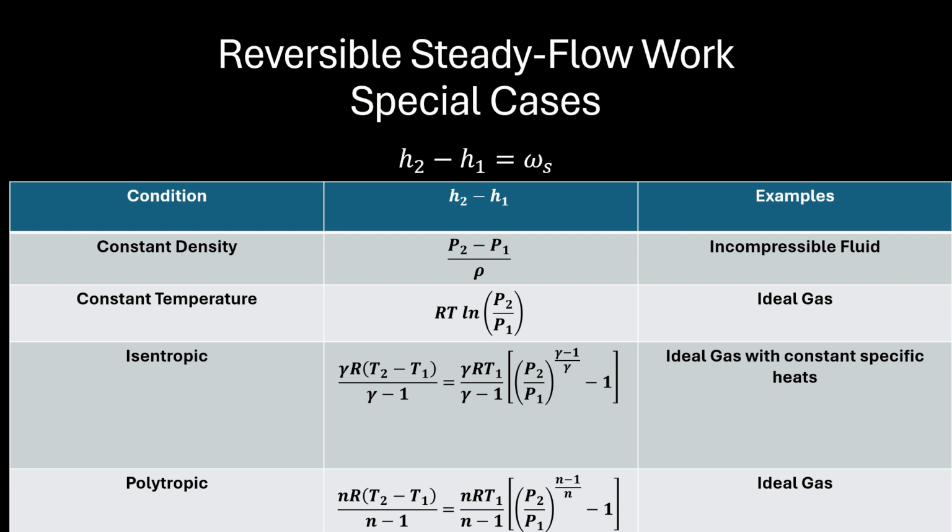In the condition of constant temperature, the difference in specific enthalpies can be replaced with our gas constant times temperature times the natural log of P2 over P1. And that's true for an ideal gas.